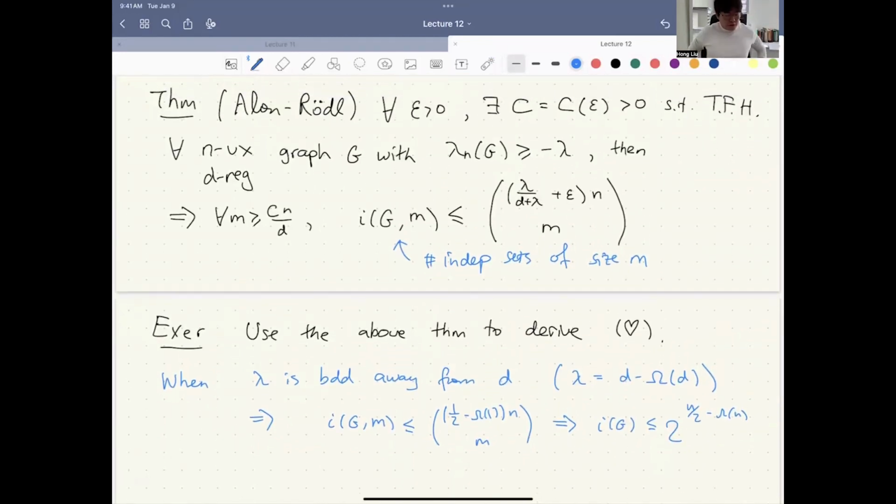How do we prove this? The proof of this idea is simple. The original proof used the spectral method, but here we're going to use Kleitman-Winston. Before proving it, let me mention some remarks about this theorem. First of all, this coefficient here is optimal. We cannot hope to have any smaller constant in front of n here.